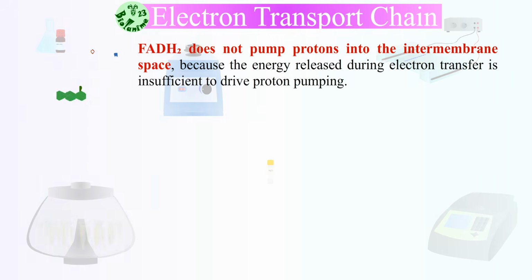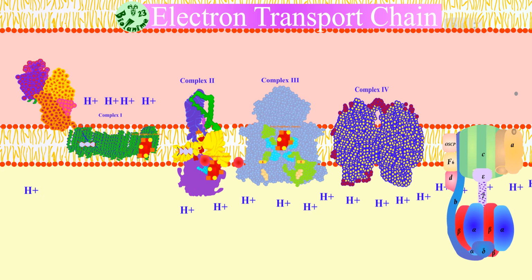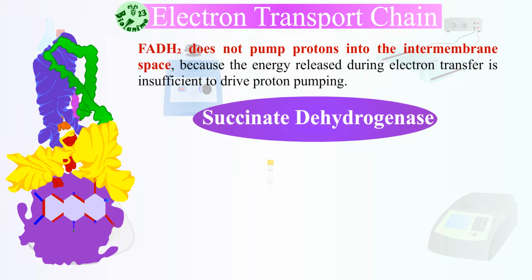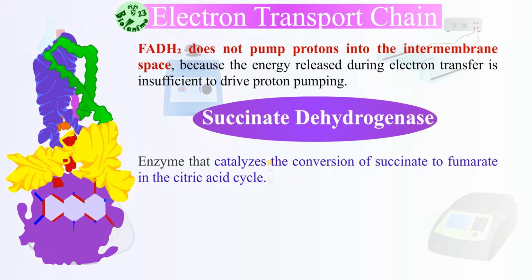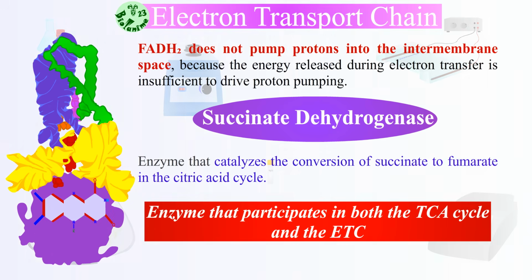Unlike NADH, FADH₂ does not pump protons into the intermembrane space, because the energy released during electron transfer is insufficient to drive proton pumping. Instead, it enters the ETC through complex 2, also known as succinate dehydrogenase, the same enzyme that catalyzes the conversion of succinate to fumarate in the citric acid cycle, making it the only enzyme that participates in both the TCA cycle and the electron transport chain.